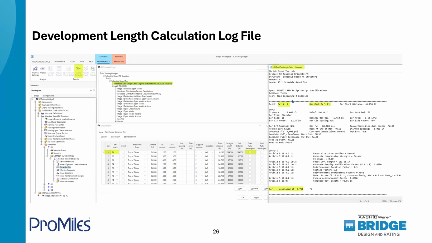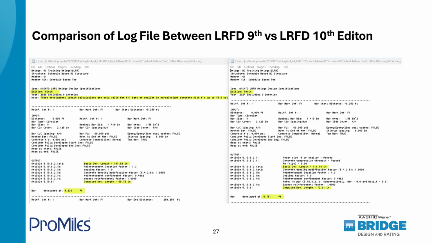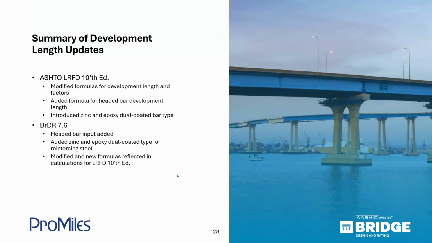And so the file was already there. We just modified it so that for the bars that are not fully developed, we show the calculation of the development length. And here I'm just showing how this file changed for the 9th edition on the left-hand side. This output looks slightly different, and then for the 10th edition, slightly different and slightly different values. I can see that the values increased in all cases, but in this case, it increased by about 0.5 foot, which is 6 inches. And that covered the development length changes.